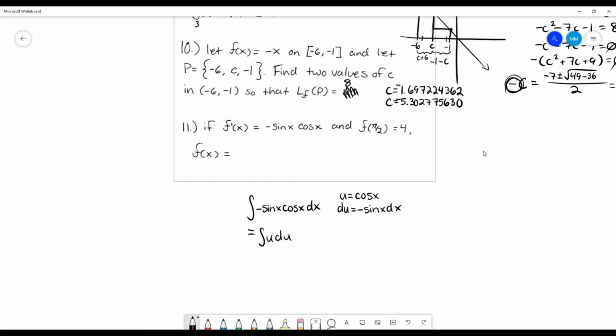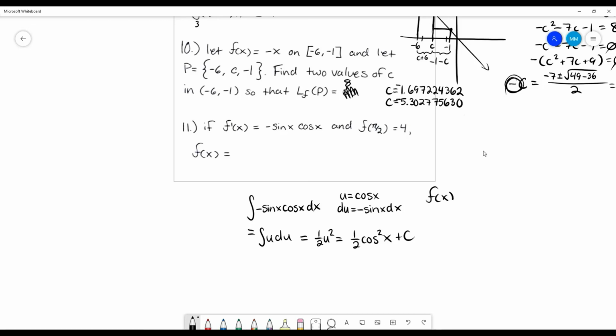Now if I take this integral or take that antiderivative, that's going to be 1/2 u squared because of our power rule. I'm just undoing the power rule there. And then I just plug back in my cosine. So it's going to be 1/2 cosine squared of x plus c.